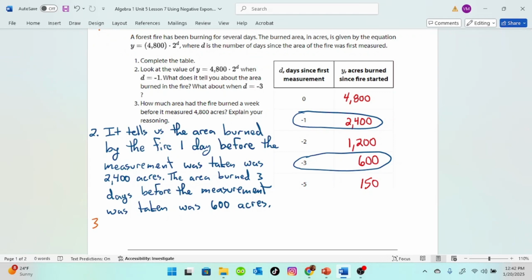Number 3. How much area had the fire burned a week before it measured 4,800 acres? Explain your reasoning. To find this, we can take the equation y equals 4,800 times 2 to the -7. We can put this into a calculator.